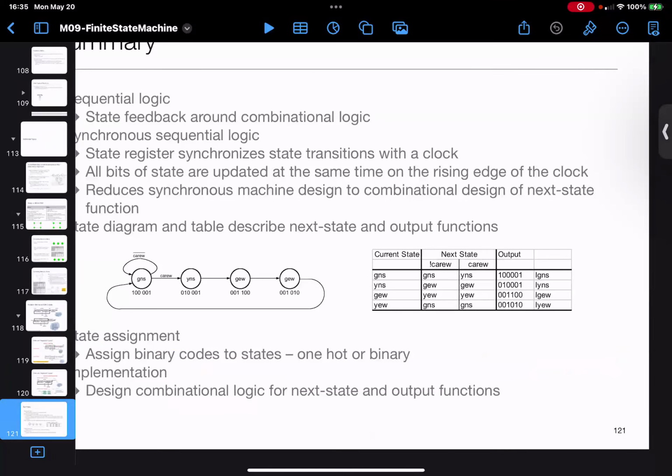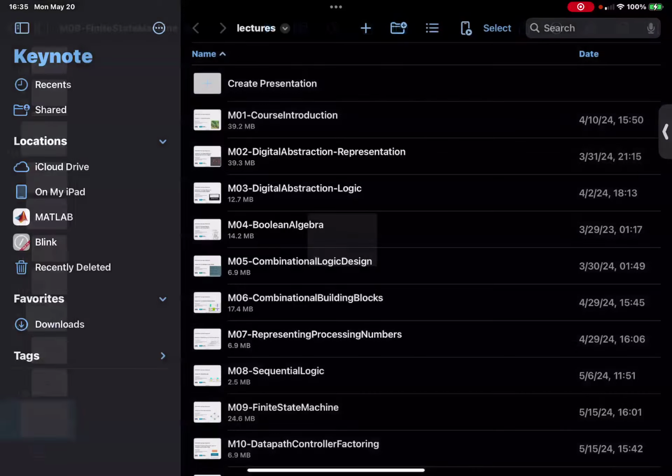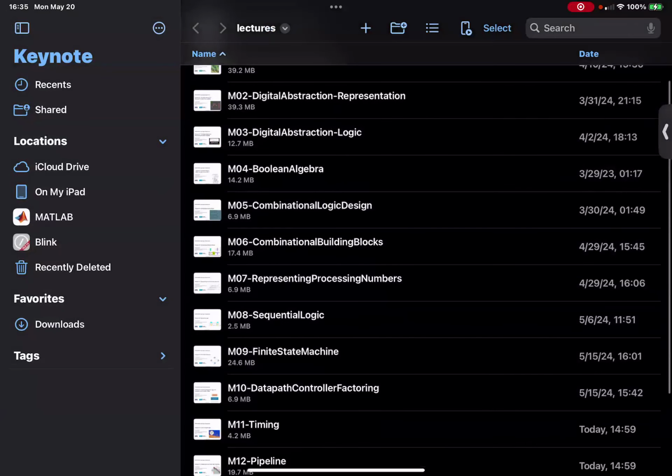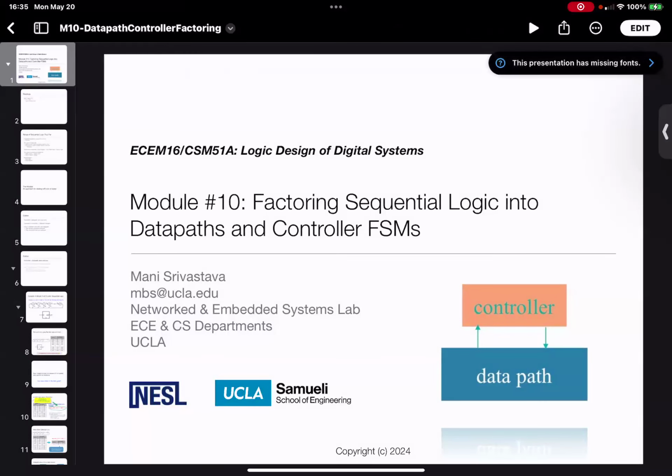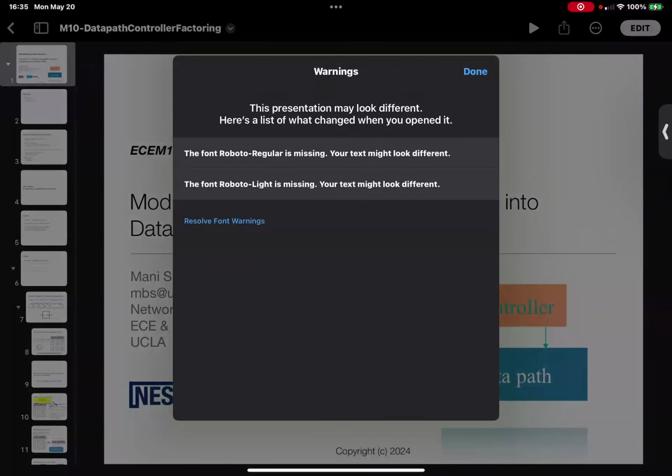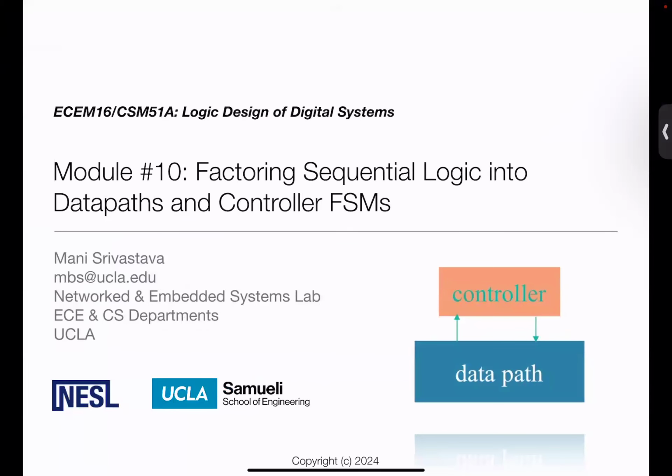Okay, so with that, we end up with this module. And now we move to more complicated, or at least more interesting, sequential systems. One of the key things behind the sequential systems we saw thus far was that all the inputs and outputs were like 1 bit, 2 bit. We were not really doing any sort of complicated data processing on them.